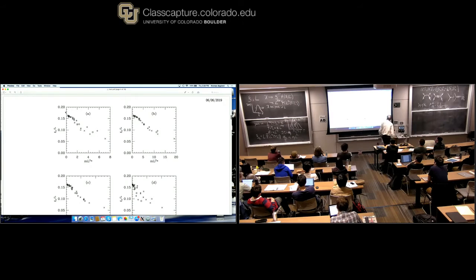This is a game that you can play. This is an example of curve collapse, where I've got data for correlation length divided by length of the box, and I'm plotting it as a function of m L to the y, and I'm tuning the parameter y. And here you can see there's a whole bunch of symbols, and they don't sit on top of each other, and then they're more coincident, and they're more coincident, and then they kind of fall apart. What I'm doing is tuning this exponent right here, and attempting to determine the exponent by doing curve collapse. This is a way of measuring anomalous dimensions, or measuring scaling dimensions. Okay.